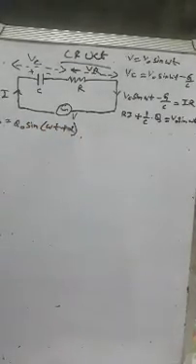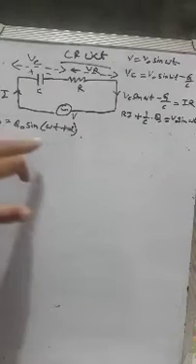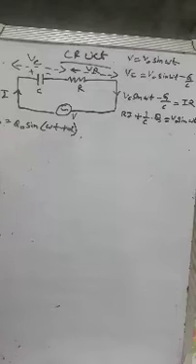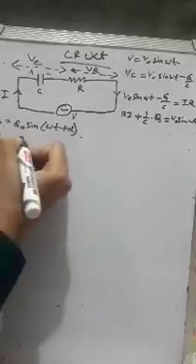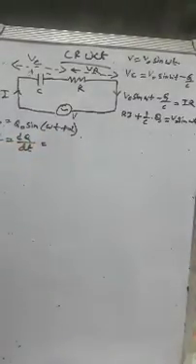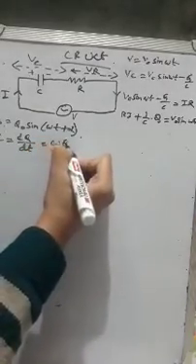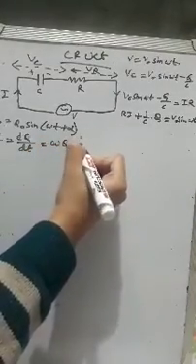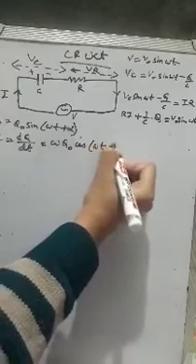This we have to assume. Therefore, if this is your value of charge Q, then I can write the equation for the current. What is the equation for the current? I equals dq by dt, which is equal to omega Q naught cos of omega t plus alpha. Understood?